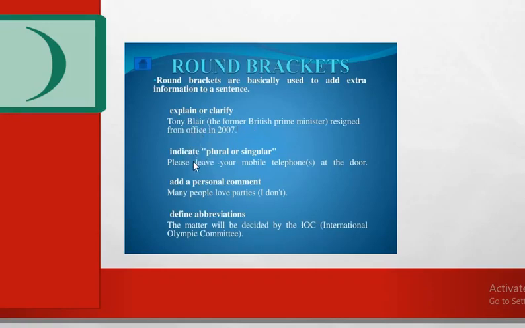Round brackets are also used to indicate plural or singular. Please leave your mobile phone(s) at the door. Add a personal comment. Many people love parties (I don't). Within brackets, it's my comment. Define abbreviations. The matter will be decided by the IOC (International Olympic Committee).